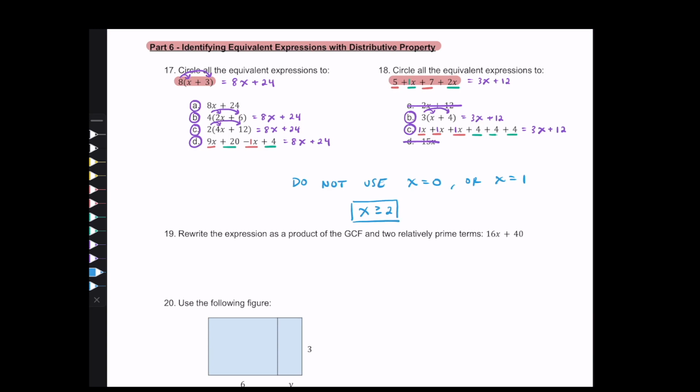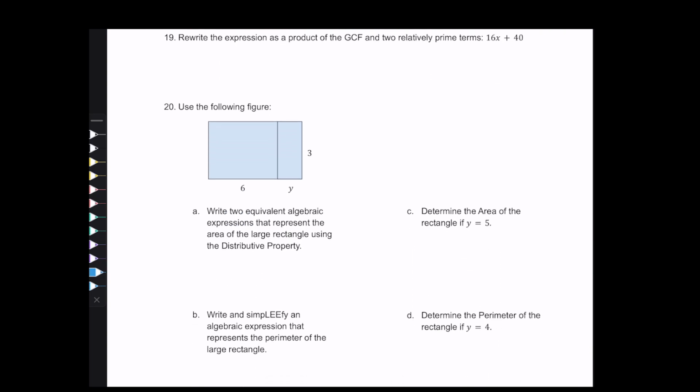Okay. Let's try number 19. We're going to rewrite the expression as a product. What does product mean? Product means we're multiplying stuff. GCF, that's a vocab word, greatest common factor, and 2 relatively prime numbers or terms. So those 2 terms can't have anything in common. So very straightforward here. We have 16x plus 40.